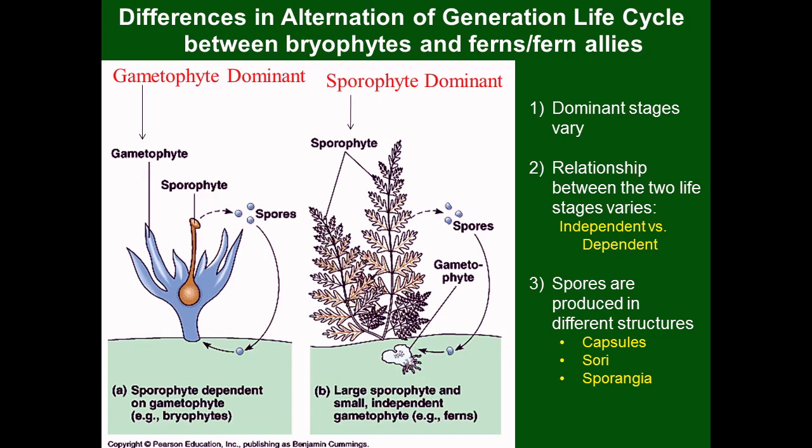The relationship between the 2 life stages varies. There's independent versus dependent. And then the spores are produced in different structures. So we can see capsules in mosses, but we also see some types of capsules in some ferns. There's also something called sori, or sorus is singular, which form on the bottom of the leaf, and then sporangia that come from those sori.